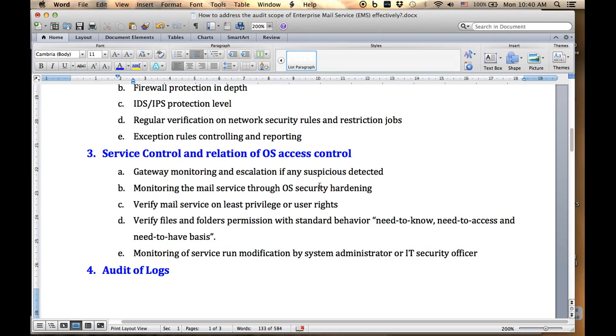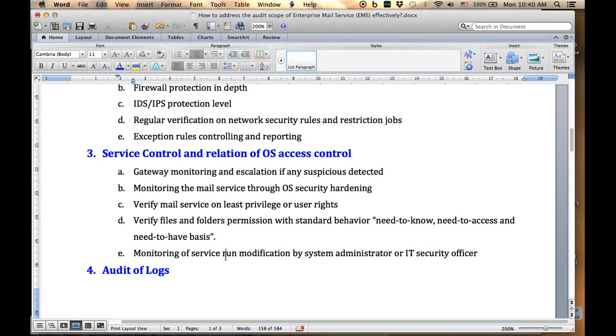So the next is to verify the mail service on the least privilege or user right to ensure that the IT security has the user privilege mapping or the table of least privilege for all users that access the mail service. So the next is to verify file and folder permission with a standard behavior like need-to-know basis or need-to-have basis or need-to-access basis based on their function and role and based on the responsibility. So the next is monitoring service run modification by system administrator or IT security officer.